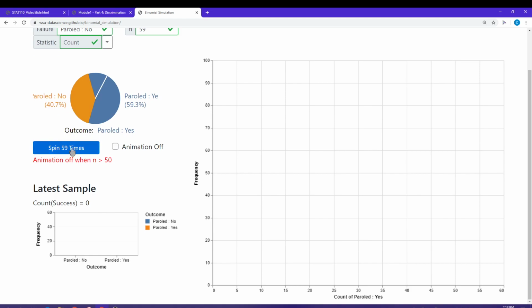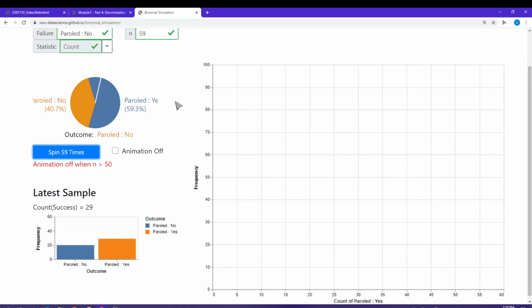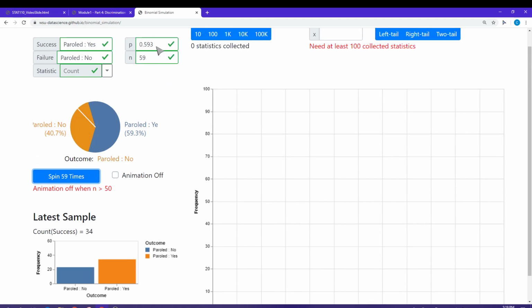Okay, and then we can just click the spin button, and that will automatically run the simulation. So what the app is actually doing is pretending to be paroling individuals, Native Americans, I guess here, at this rate. And I can see that I got 35 that received parole. That column there. You can turn the animation off to go a little bit quicker.